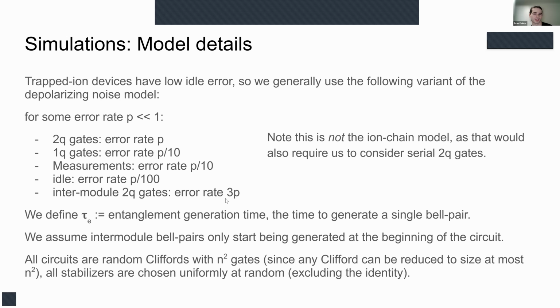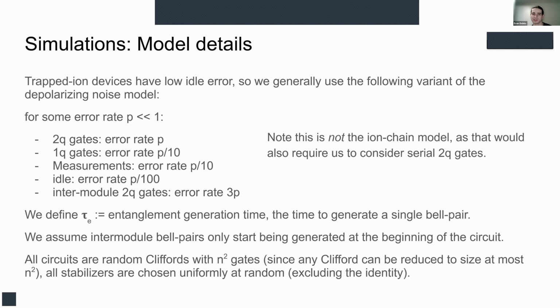This is admittedly pretty optimistic, but we're trying to just say, in a best case scenario, does this work? Does this make any sense at all to try? There's also this quantity tau sub e, which I will use a few times later. This is the entanglement generation time. So it's the number of time steps it takes to generate a single Bell pair successfully.